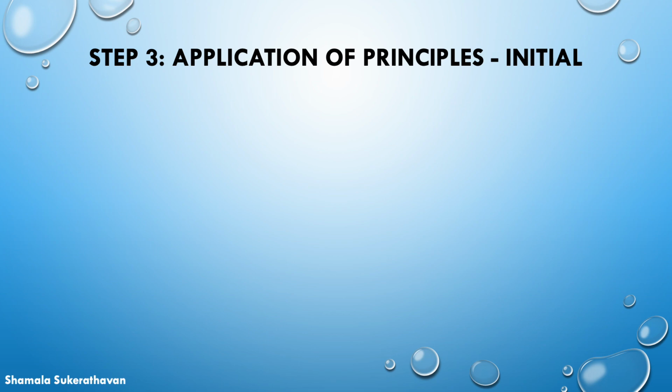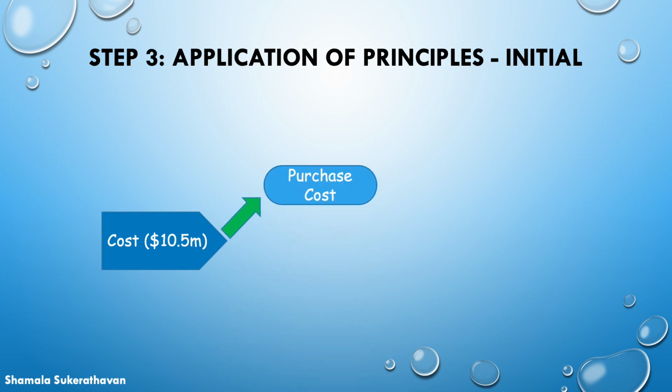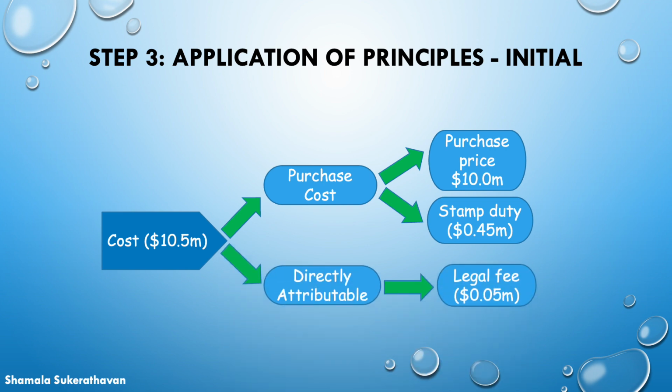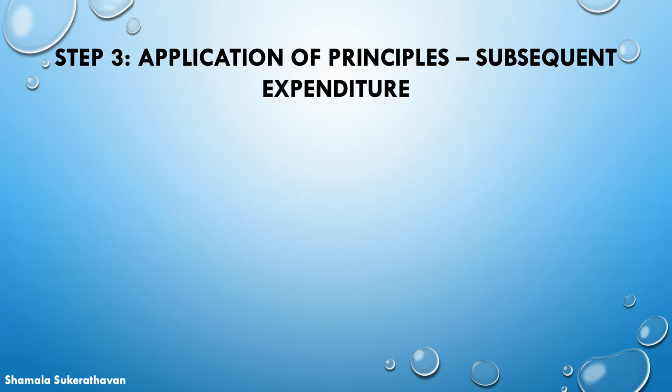On initial recognition, ABC Limited should recognize a total cost of 10.5 million, comprising the following: purchase cost comprising purchase price of 10 million and stamp duty of 450,000. Legal fee of 50,000 being directly attributable costs of bringing the building to working condition for intended use. What about the renovation costs?